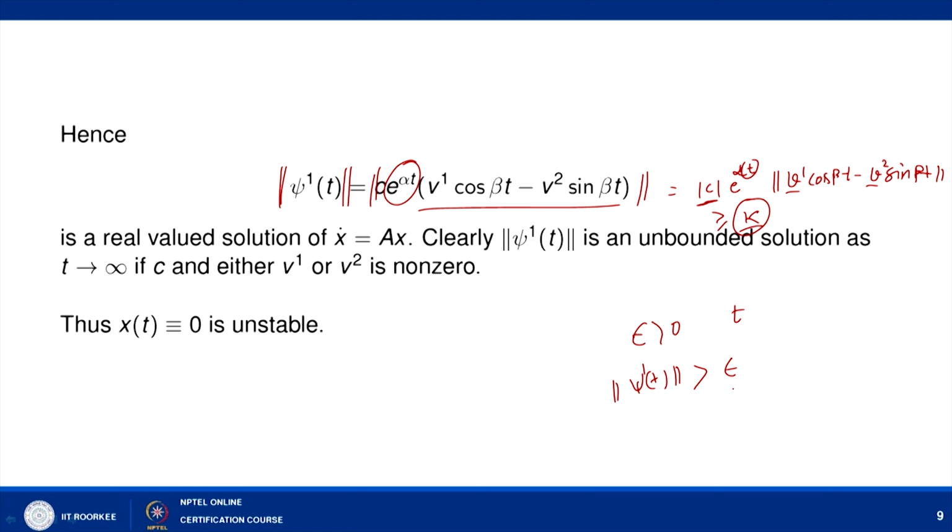So it means that even though the norm of psi 1 t naught is less than delta for any delta, I can always find a suitably large t such that the norm of psi 1 t is bigger than epsilon. So this quantity cannot be made small for all t greater than or equal to t naught, and hence we can say that the 0 solution is unstable, and hence every solution of x dash equal to Ax is unstable. So this simply says that if at least one eigenvalue with a positive real part exists, then all the solutions of x dash equal to Ax are going to be unstable.